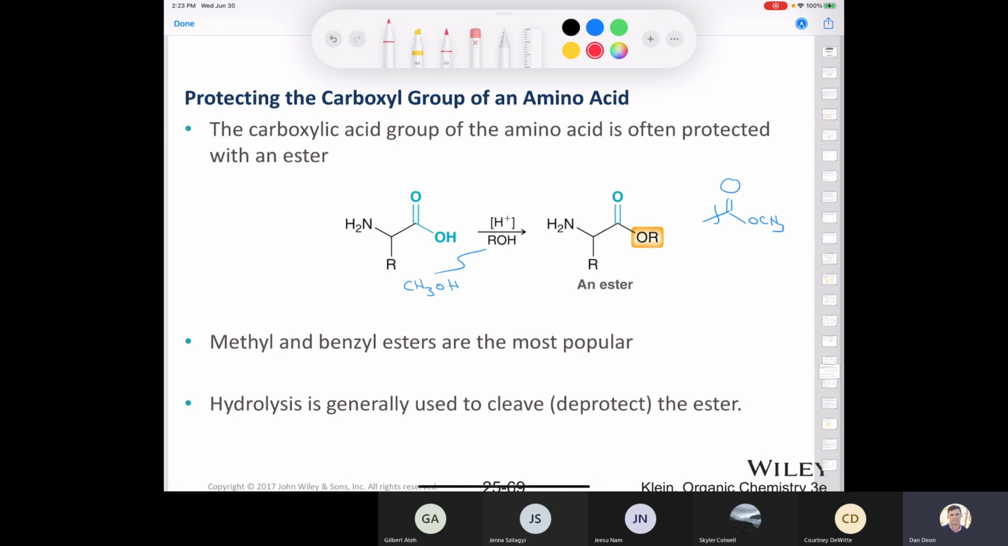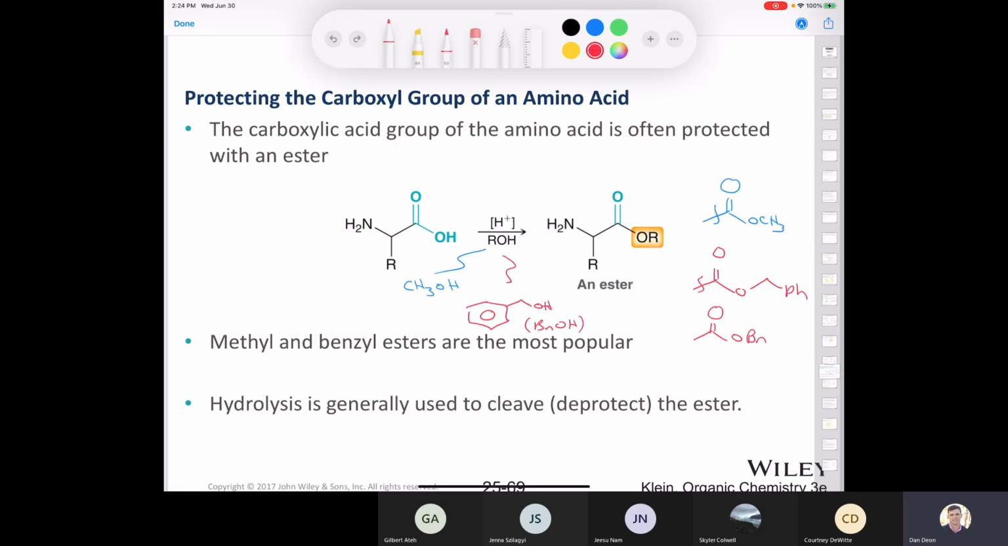Or sometimes we like to use benzyl alcohol, which is this. This is benzyl alcohol, which we abbreviate as BnOH. And what that would give you is this, which we abbreviate as OBn. So Bn stands for a phenyl with a methylene attached to it. Both of these structures in red mean the exact same thing. And it says here that methyl and benzyl esters are the most popular, and we can use hydrolysis to break apart this ester.